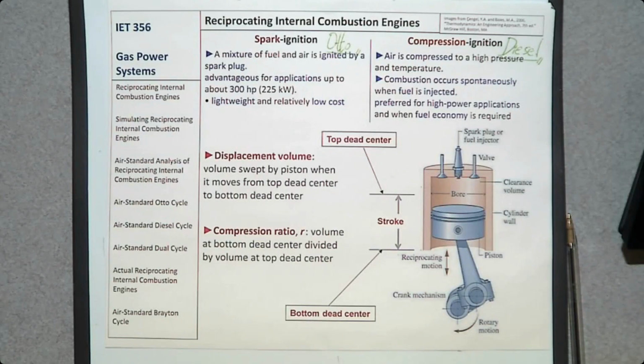What does it mean in terms of economy? It is high. It has higher efficiency. So usually diesel engine has higher efficiency. So when fuel economy is required, we use compression ignition.